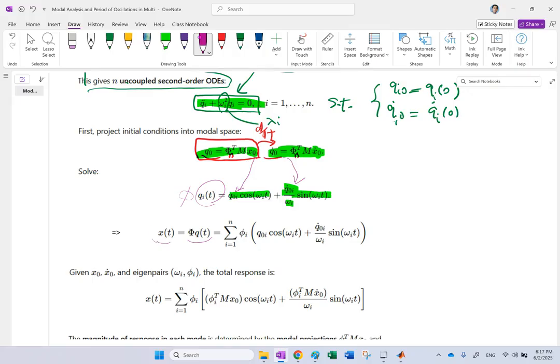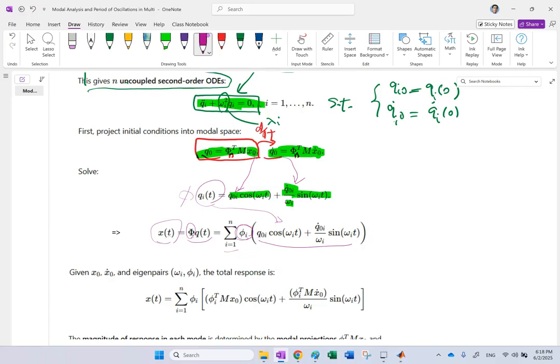So I can say that the total X is the summation, i goes from 1 to n, of each one of the phi's times the corresponding Q. And that is my total solution, X of t. Boom, done. Just pay attention that these phi's are all mass normalized that you're using here.